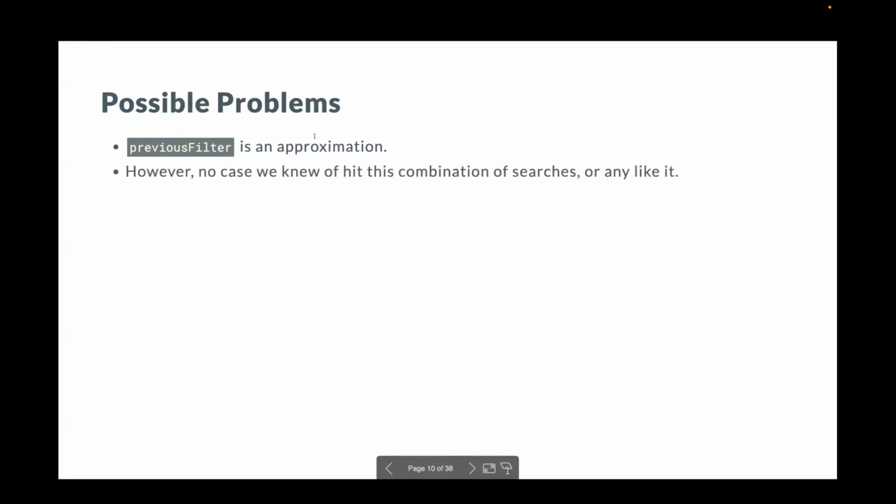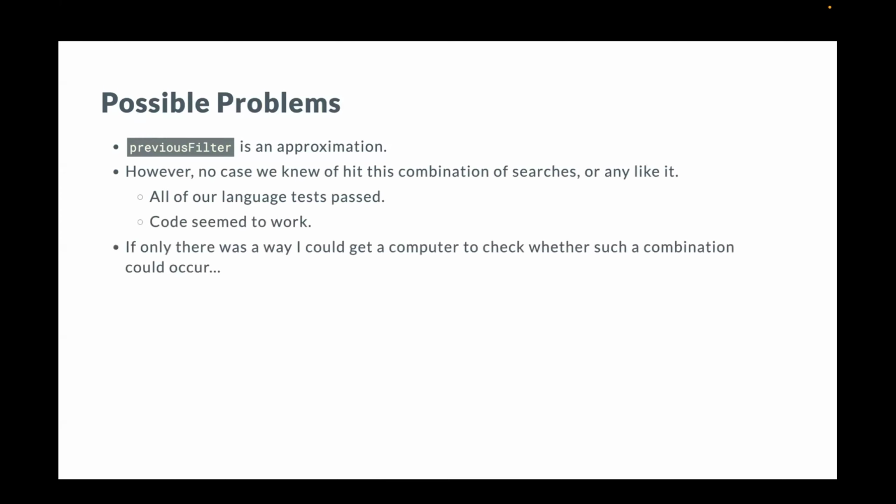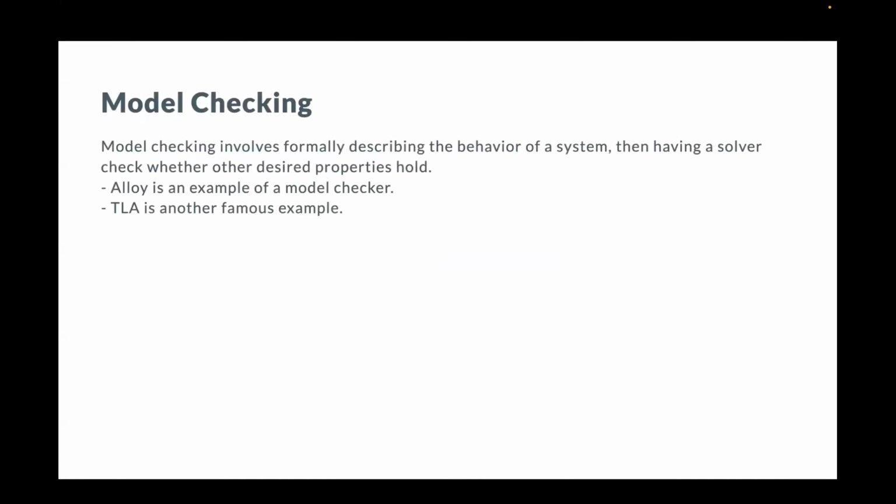Given the code noted an approximation, I went looking for problems. But none of our test suite failed. So all the language tests that we had written for scope resolution passed, and all the programs we tried seemed to work. So I thought, well, if only there was a way I could automatically check all these possible cases and see if it's possible for the compiler to run into a case where there'll be problems. And that's where I used formal methods.